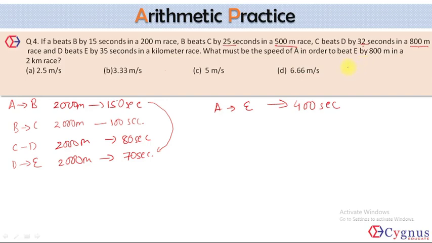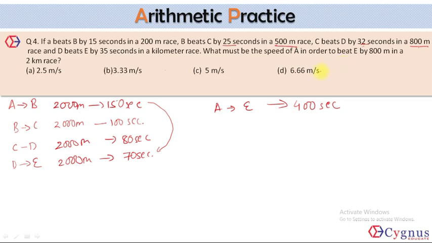How do we solve it? A can beat E by 400 seconds or he can beat E by 800 meters. Both pieces of information should be clubbed here. So can we calculate the speed of A here?